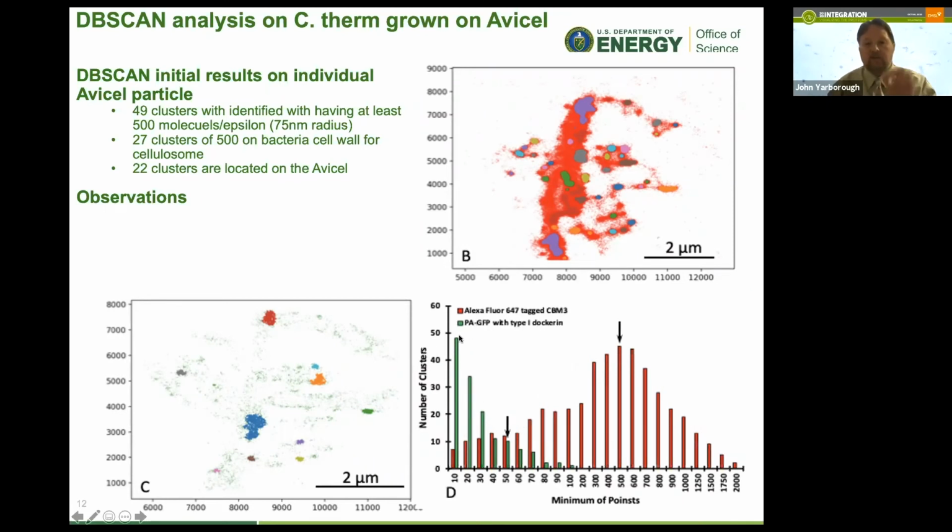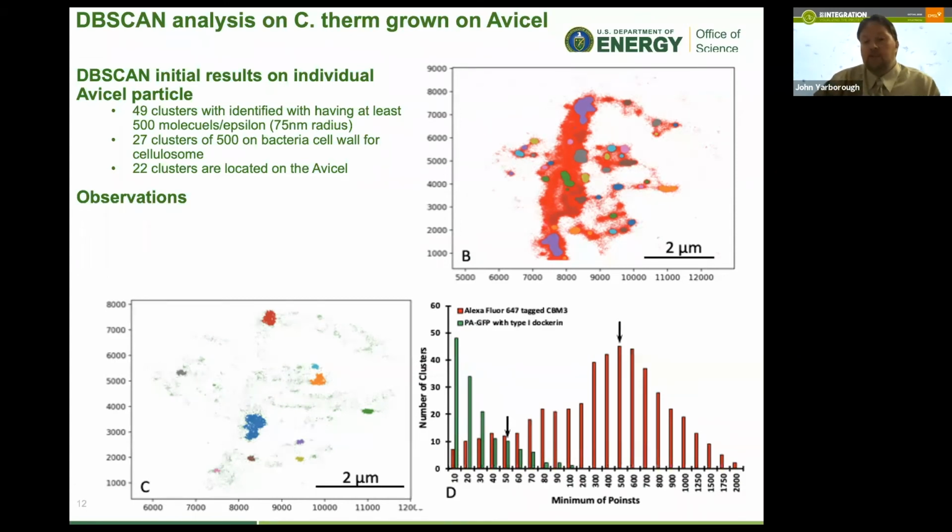It starts high with very small clusters, with a very small amount of molecules, and that number of clusters decreases as you increase the minimum number of particles. But you do see a different distribution pattern when you look at the cellulosome distribution. When the bacteria is interacting with avicell, you actually see a higher number of clusters with a higher number of molecules per epsilon, signifying that when they're attached, they're generating a ton of cellulosomes that are binding to the surface and helping degrade that material.